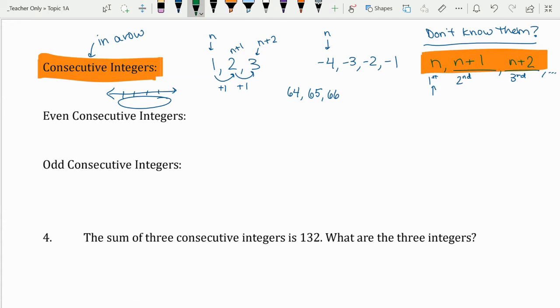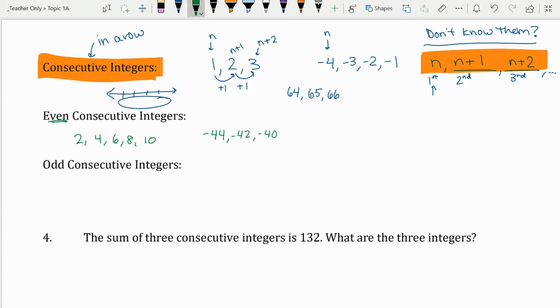So you might also hear the word even consecutive integers. But talking about the even numbers that are in a row. So that would be 2, 4, 6, 8, 10. These are even consecutive integers. Or you could even do negative. It could be negative 44, negative 42, negative 40. So in a word problem, you might talk about even consecutive integers.